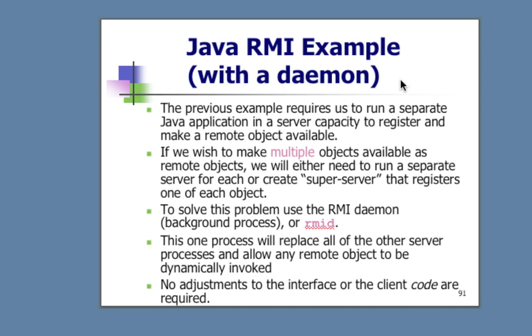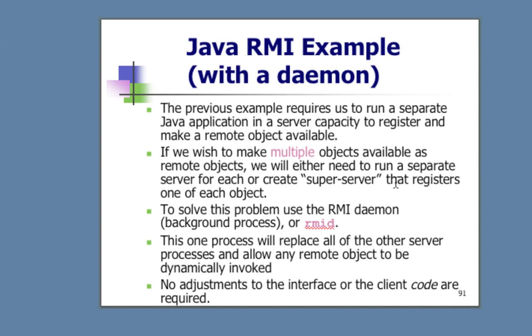But anyway, in the previous example, the one we just tried to demo a few minutes ago, it requires us to have a separate Java application for the server. In the server capacity, to register the remote object and make it available, we now wish to have multiple objects available as remote objects. We only had one in that other example. And we need to run a separate server for each one that is created, called a super server, that registers each of the objects that is on the server.